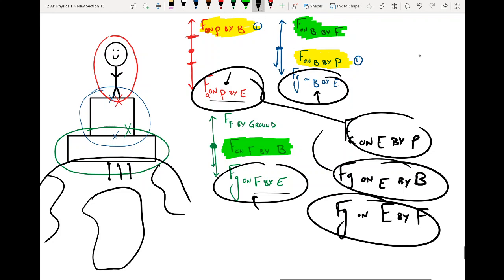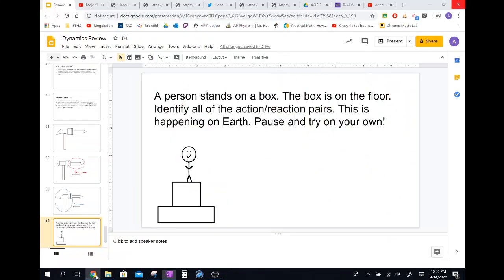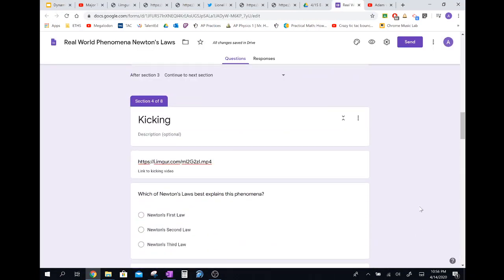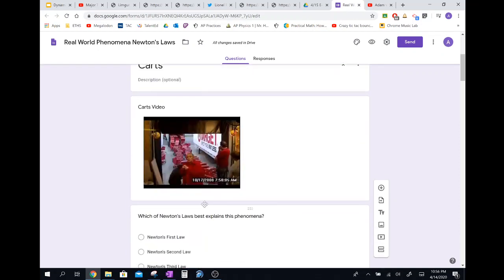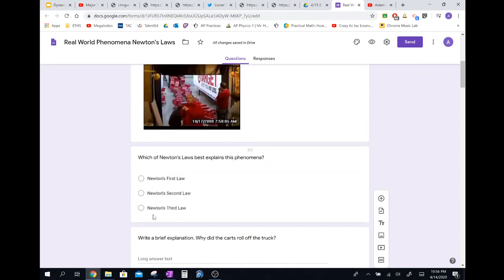And then the final thing that I'm going to ask of you is to look at this Google form that has you looking back. I linked those videos, and you identify what force it was, which Newton's law can best explain it, and then briefly justify why this happened. So maybe if I'm looking at this cart one, I can say, well, those carts stayed where they were, even though the truck moved, so they wanted to stay what they were doing. That reminds me of the first law: an object in motion wants to stay in motion, an object at rest wants to stay at rest.